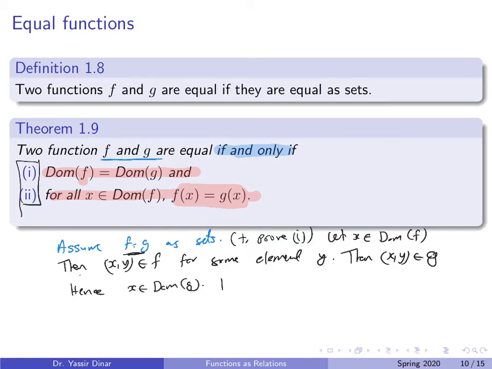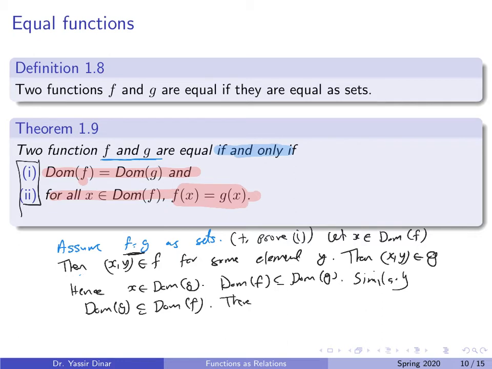This shows that the domain of f is a subset of the domain of g. In the same steps, we can show that the domain of g is a subset of the domain of f. It's just that this time I take x in the domain of g, and this means what? It means that the domain of f is equal to the domain of g. So the first condition is satisfied.